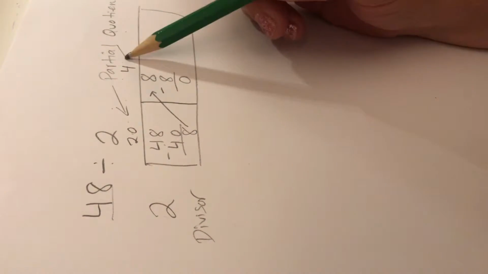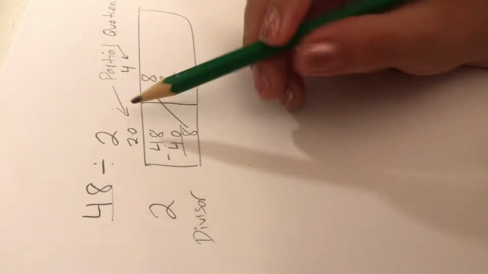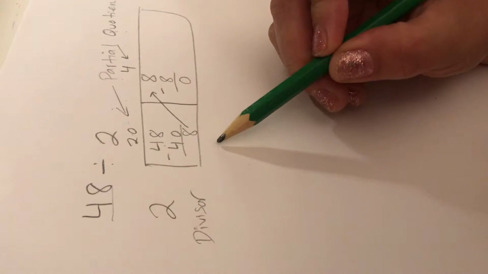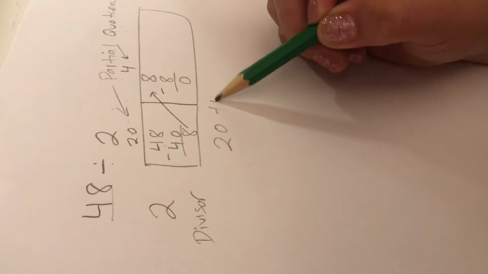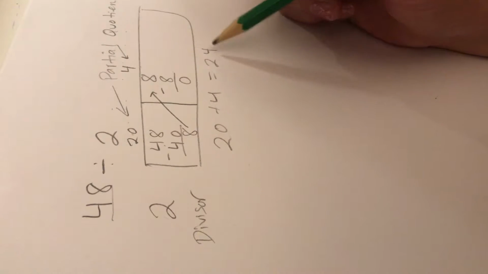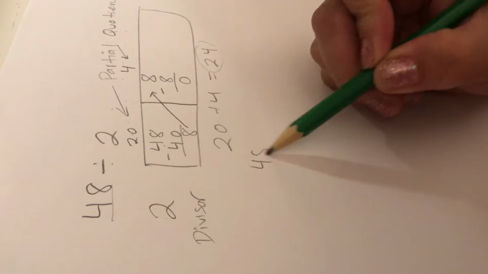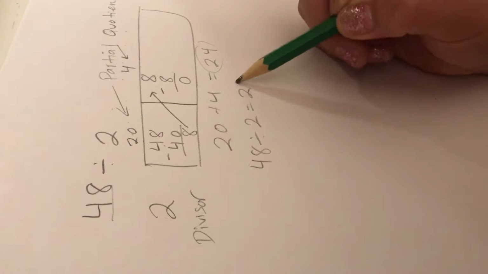And I'm left with 2 partial quotients. I'm going to add these together. So now I'm going to have 20 plus 4 equals 24. So 48 divided by 2 equals 24.